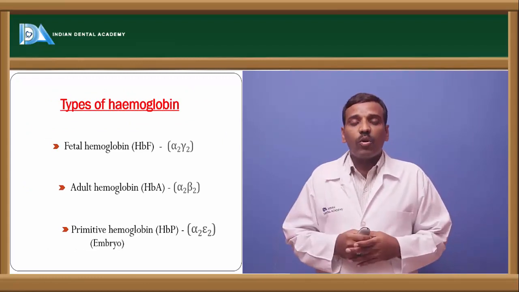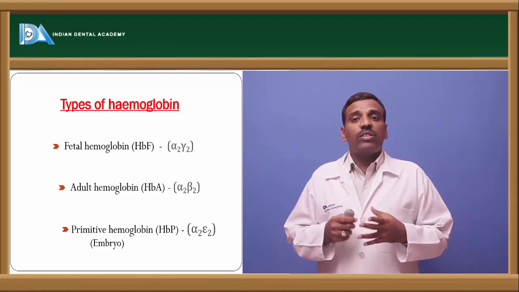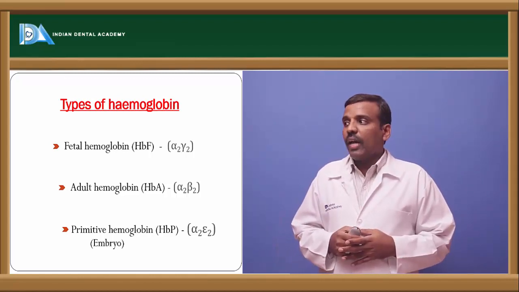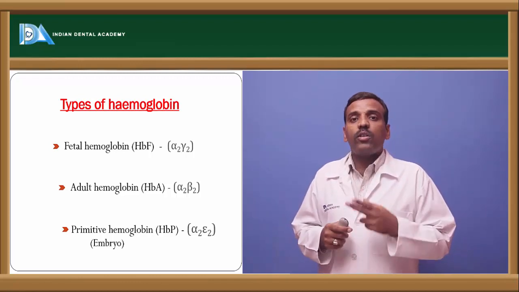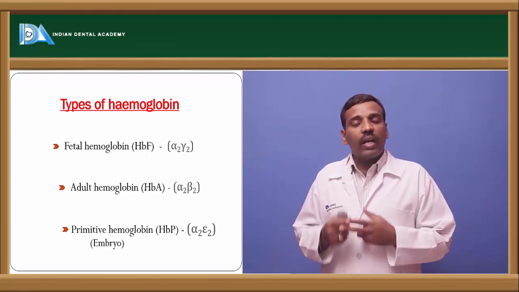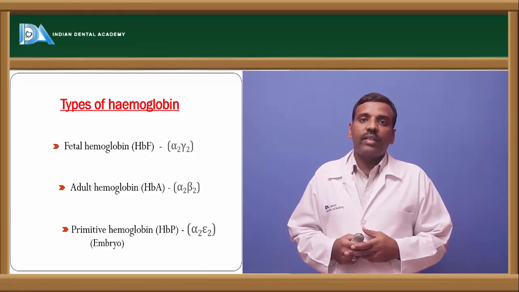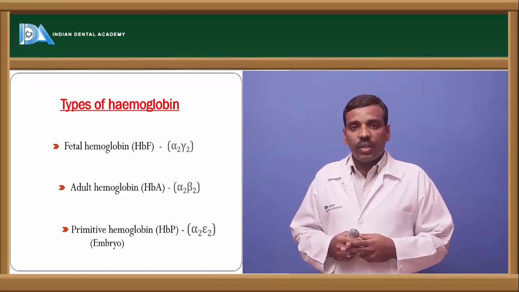One is fetal hemoglobin, HbF, which is present in the fetus. Two types of chains are present: two alpha chains and two gamma chains. And adult hemoglobin, the hemoglobin present in adults, has two alpha chains and two beta chains.